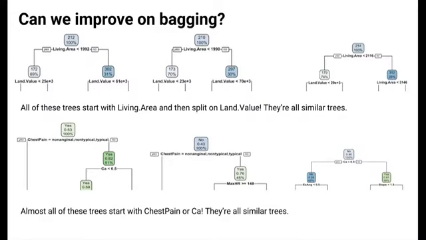Okay, and in looking at the heart disease data set at the bottom, notice that almost all of the trees start with chest pain or the CA variable. They're all pretty similar trees. So this idea that in bagging, all the trees can be pretty similar when you have a particularly dominant predictor is an important one that we can improve upon.